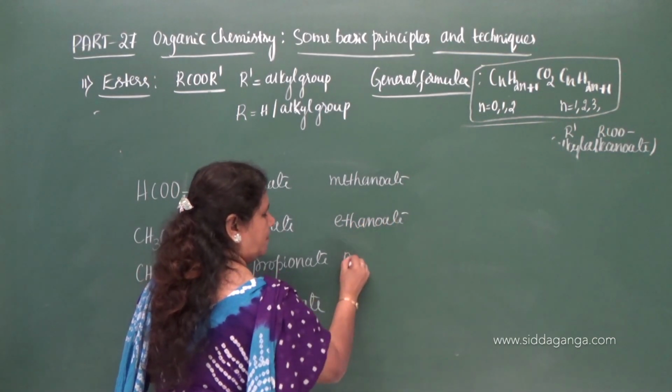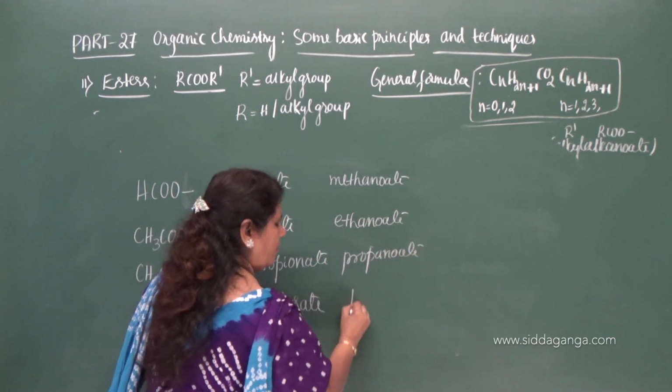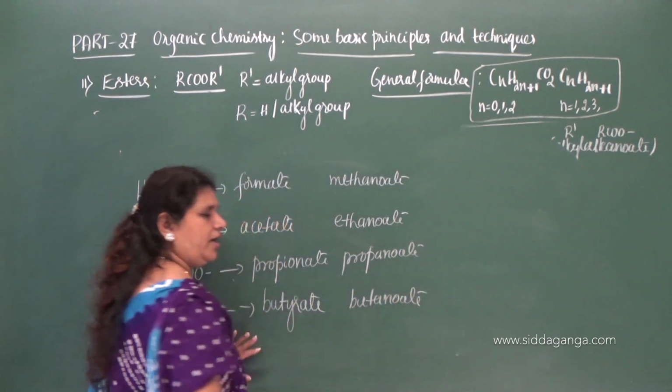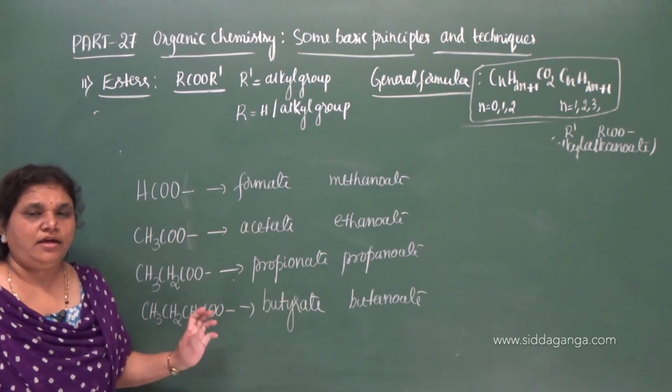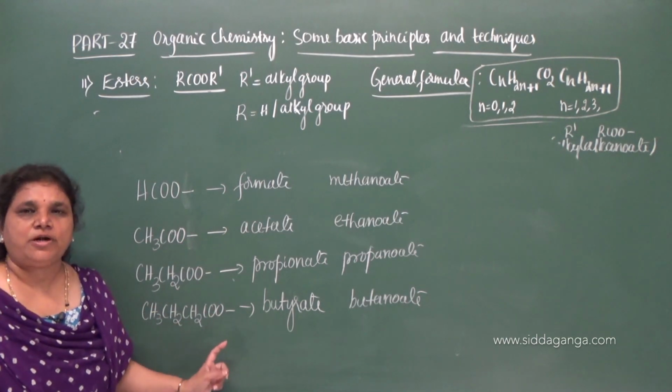Then propanoate. Then butanoate. So write it on one side. These are the groups which are obtained by removing hydrogen from the respective carboxylic acids.